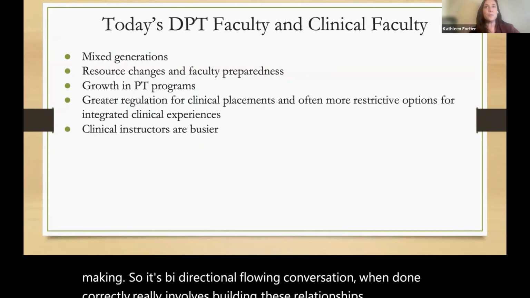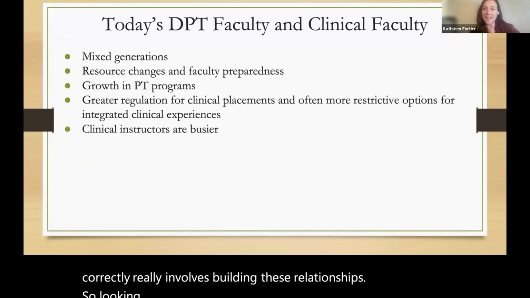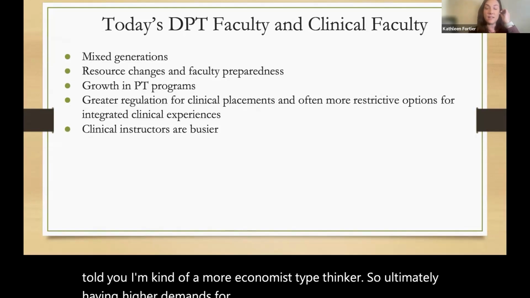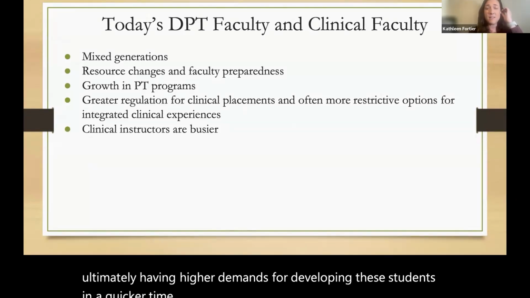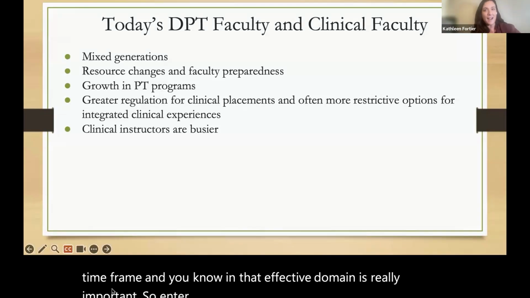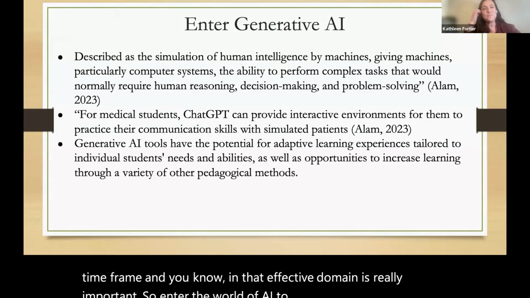So looking at our faculty, as Kaelee said, we have less time, and I told you I'm kind of a more economist type thinker. So ultimately having higher demands for developing these students in a quicker time frame. And that affective domain is really important. So enter the world of AI to help us.